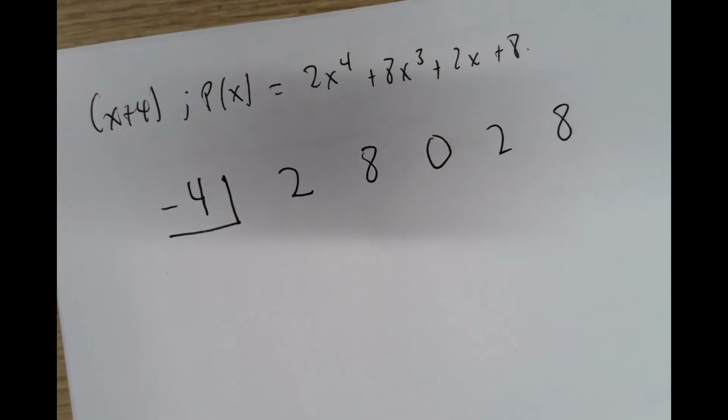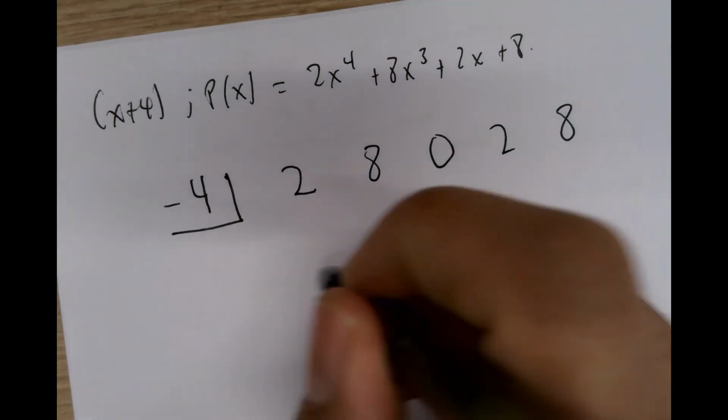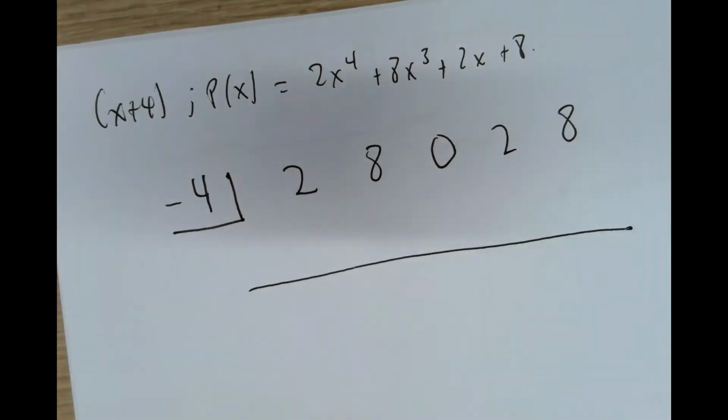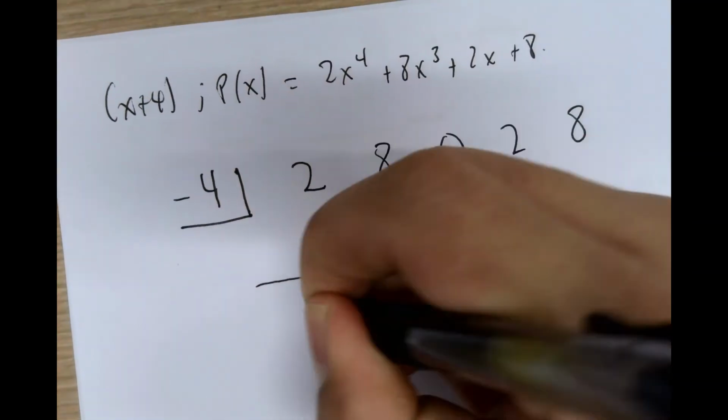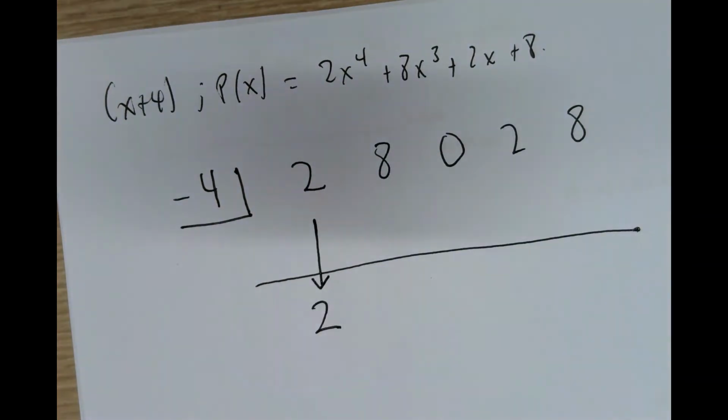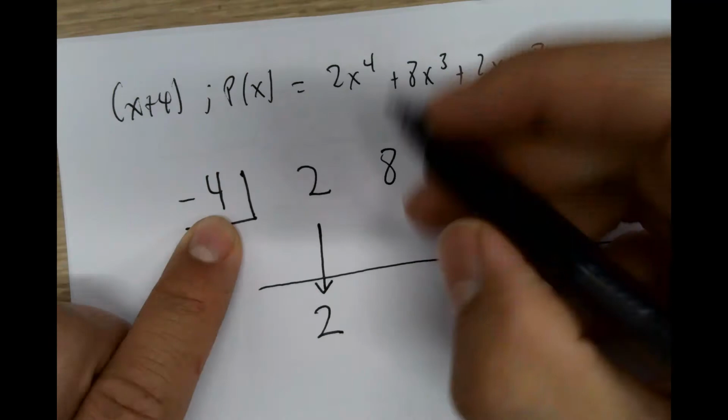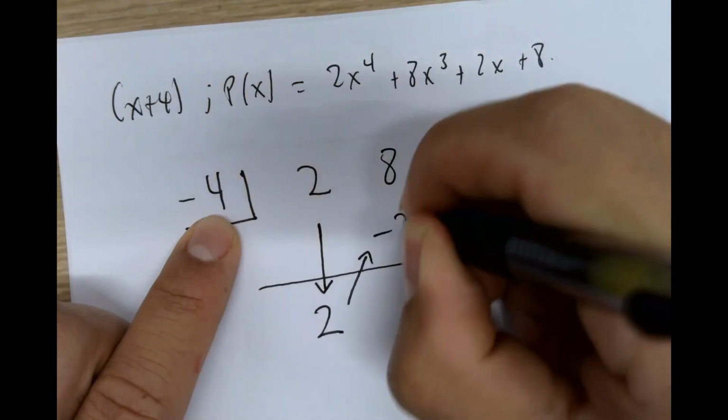Okay, the next thing we want to do is draw that line underneath, right? You want to leave some space there. Okay, so the next thing you want to do is bring down the 2. The 2 just comes all the way straight down, and it's just 2. The next thing we want to do is negative 4 times 2, which goes right here, which is negative 8.